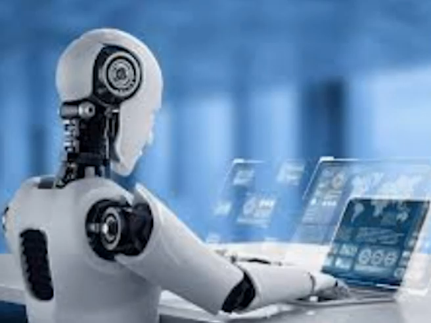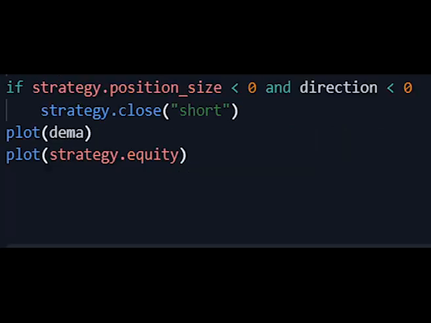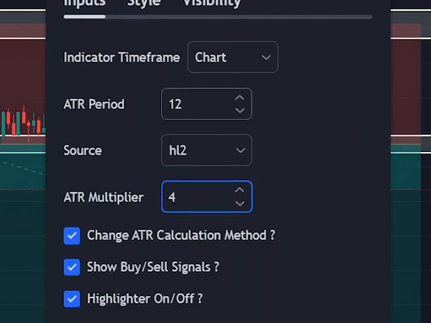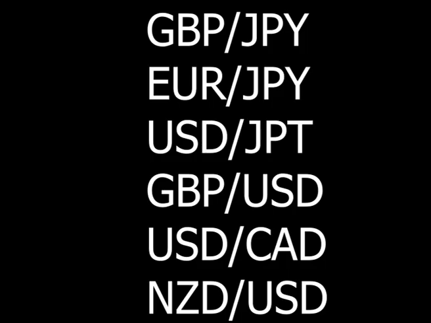Now it's bot time. This is the code, and let's see how it goes. First, trade this on the weekly. Change the super trend multiplier to 4 and the length to 9. Trade it on these pairs. This is the best pair.